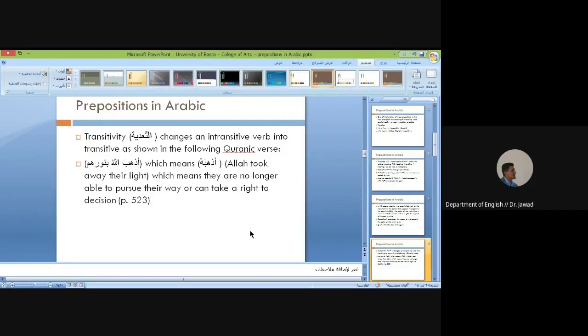They no longer have this kind of light, which is metaphoric here, of course. It does not mean real light, which means they are no longer able to pursue their way, or they cannot take the right decision because they did something wrong. Allah punished them by what? By misleading them. They are not able to see their way in the right what? Destination.